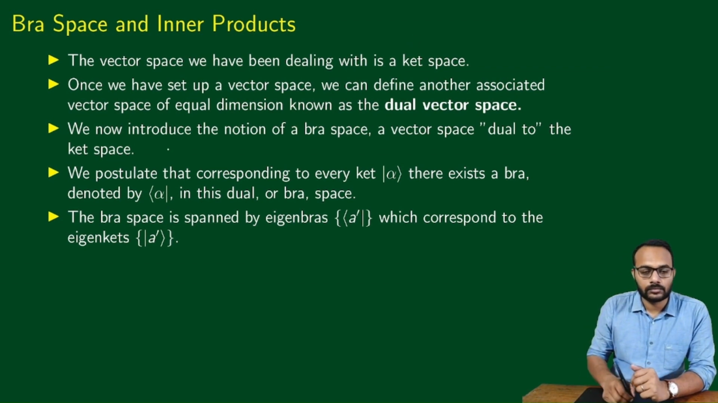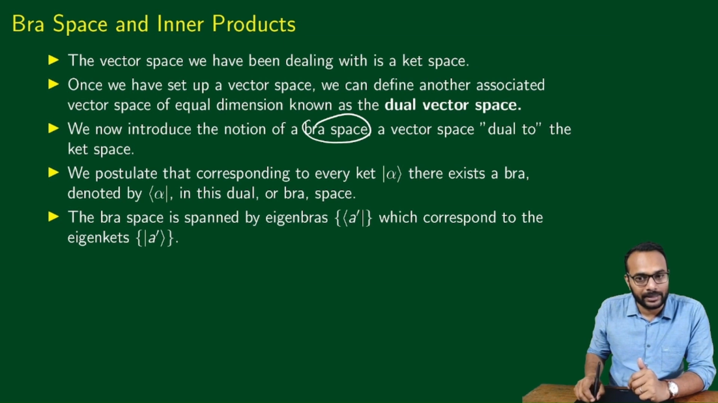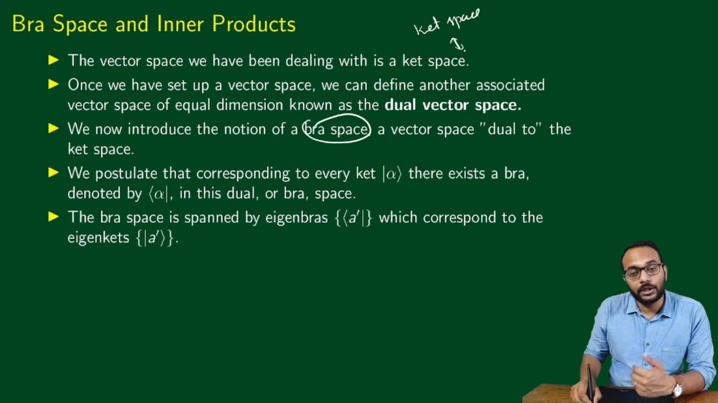All right. Okay, so we now introduce the notion of a Bra space, a vector space dual to the Ket space. The space of vectors we call the Ket space. The dual vector space, of the same dimensionality as the Ket space, is called the Bra space.